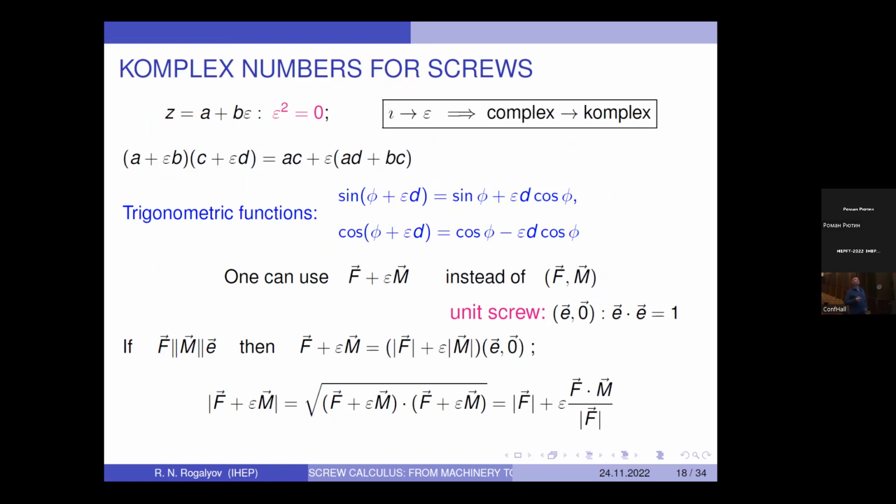Clifford suggested using complex numbers for screw algebra. However, instead of the imaginary unit, he suggested using a parameter whose square equals 0. For this reason, I will call this number dual instead of complex. The algebra of this number is rather simple. We can define trigonometric functions for these numbers, and we can write expressions for screws using this nilpotent parameter.